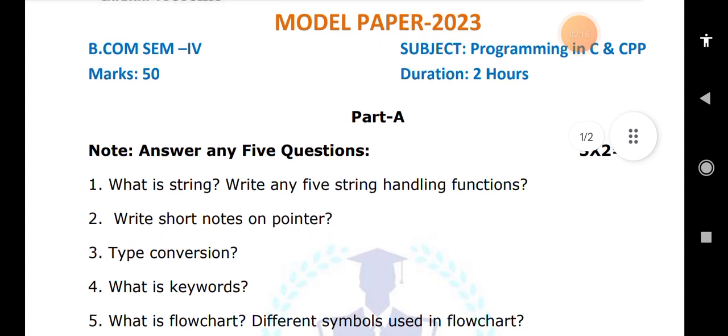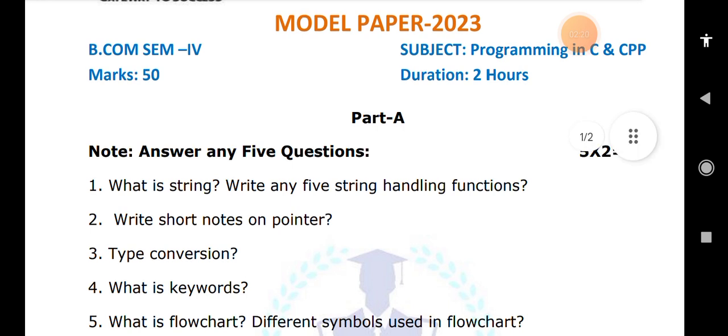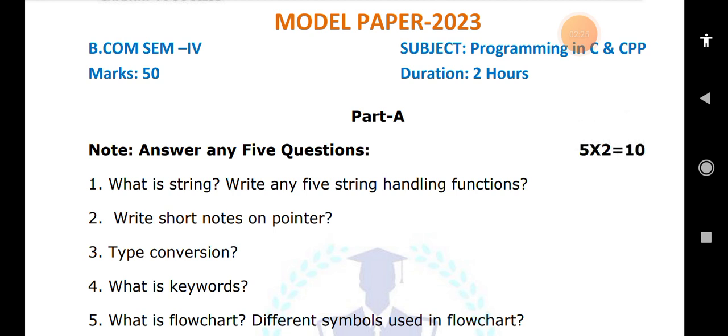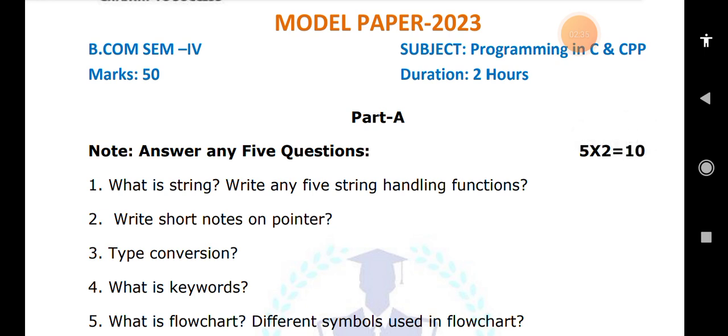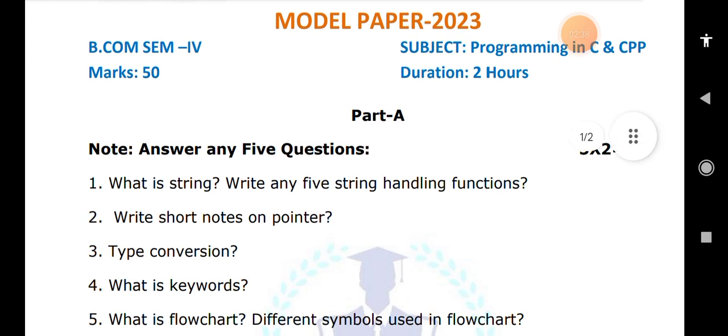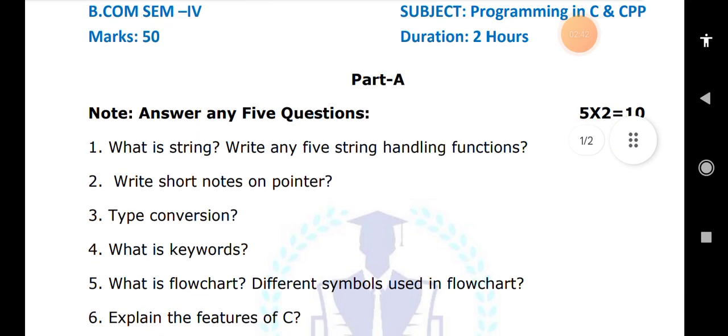Next, what is the meaning of flowchart and the different symbols used in a flowchart? The diagrammatical representation of an algorithm is known as a flowchart. In the flowchart we use different symbols: parallelogram is for input and output, rectangle is used for processing, diamond shape is used for decision making, arrows are used for flow, and oval shape is used for start and stop. This is very important.